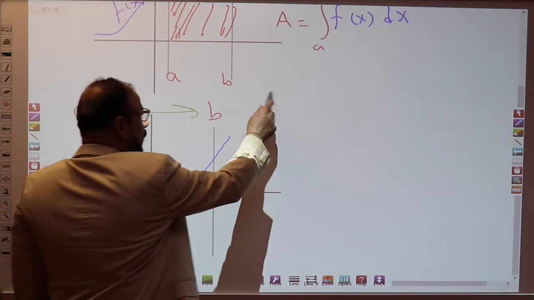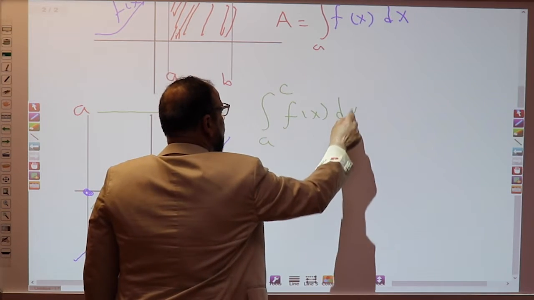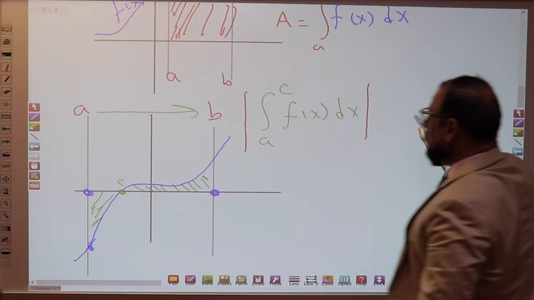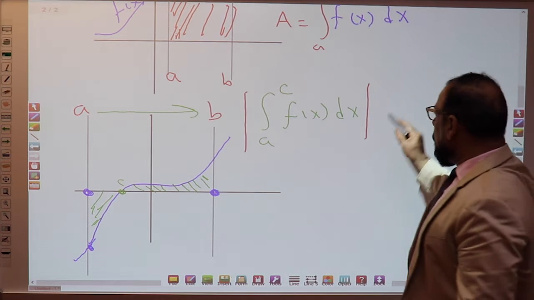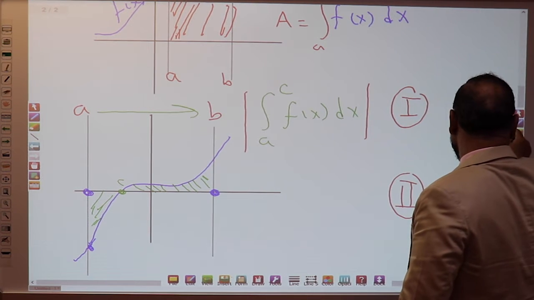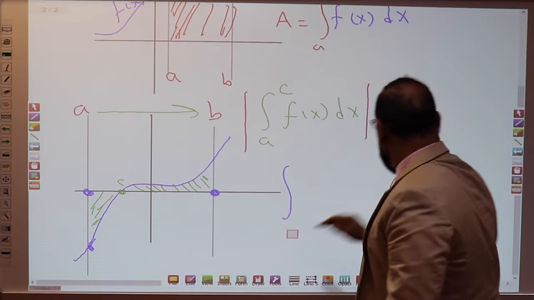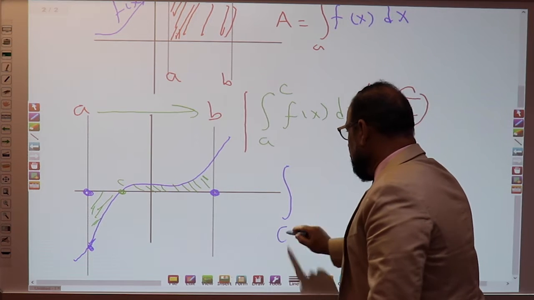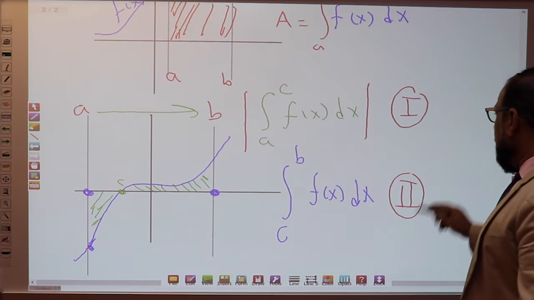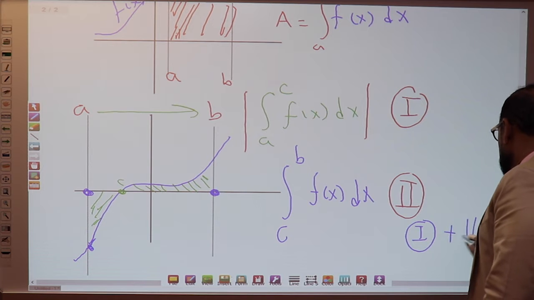Then you do the integration first from A to the C, f of x dx, and you take the absolute value of the answer. You can take it from here, or when you find your final answer, you make it positive. Then we call this area 1. And area 2 will be positive from C to the B, f of x for the same function dx. And the last step is to add the two answers, 1 plus 2.